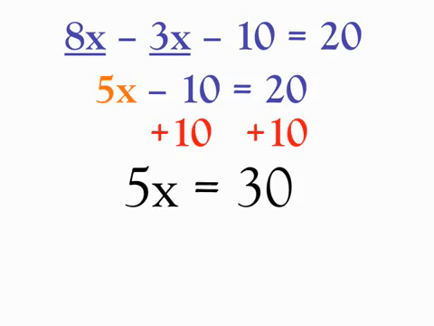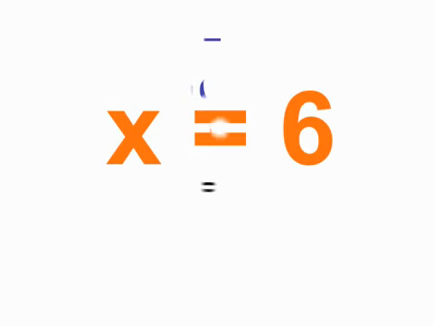And last but not least, I need to do the opposite of multiplying by 5. Remember, anything you do to one side of the equation, you must do to the other side. And 30 divided by 5 will give me my answer, which is 6.